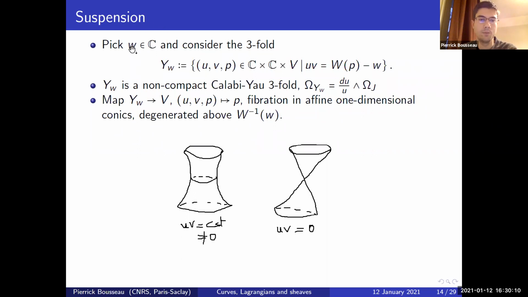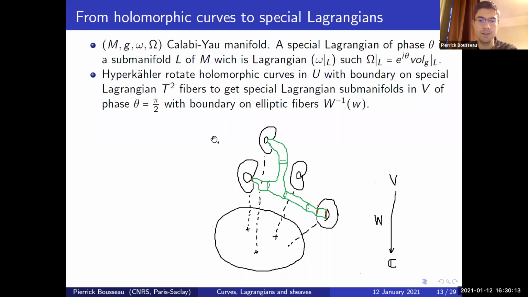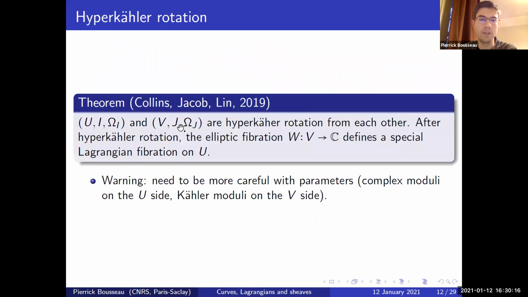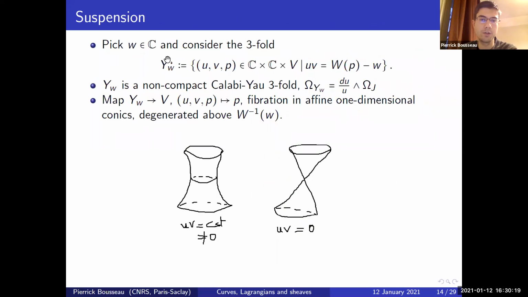So if you fix a point w in C that you think of as the base of this map W, then you can construct a threefold Y_w as being the set of points (u, v, p) in C cross V, given by the equation uv equals W(p) minus w. It's an explicit equation. And you can check that Y_w is a non-compact Calabi-Yau threefold with a volume form given by omega_Yw equal to du over u wedge omega_V. And by construction, it has a map over V.